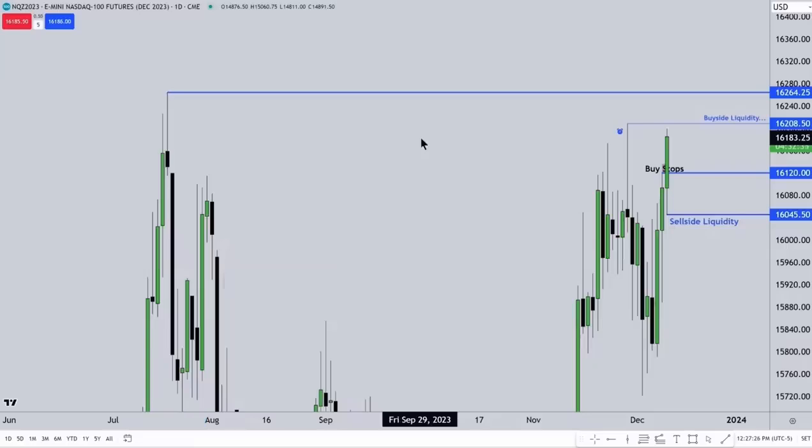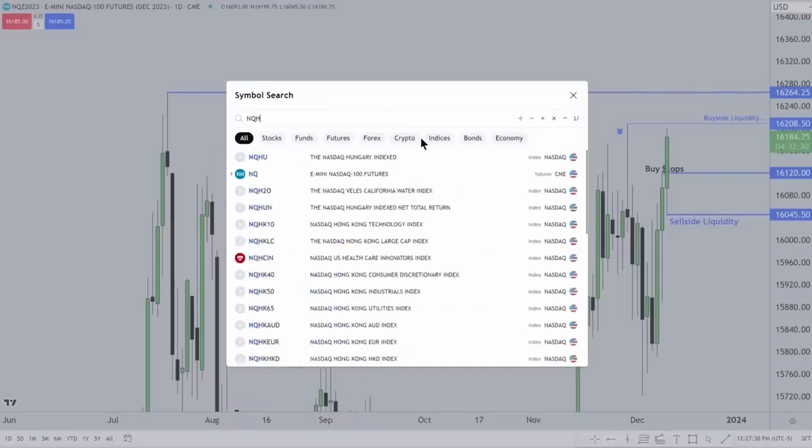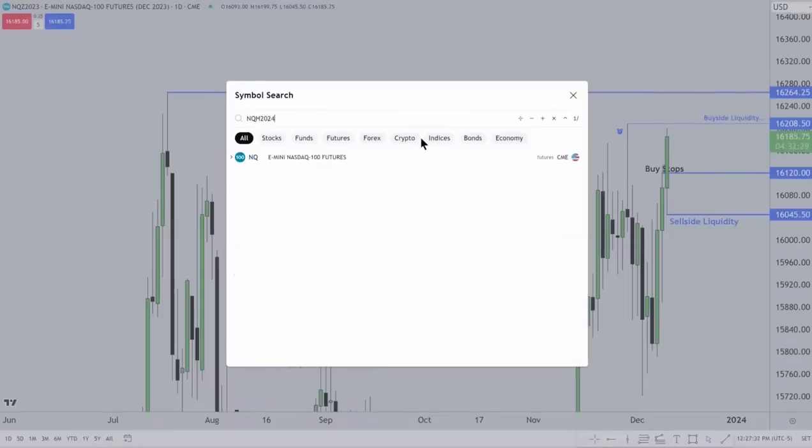So let's take a quick little peek over at the symbol for March 2024. When you're on TradingView, it's NQH. The symbol H is for March. The symbol for June is M. The symbol for September is S. And the letter Z is for the December contract. So we're rolling away from the December of 2023 into March of 2024. That H is for that contract month.